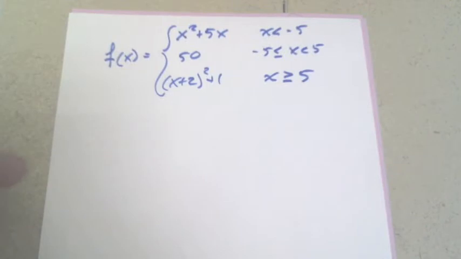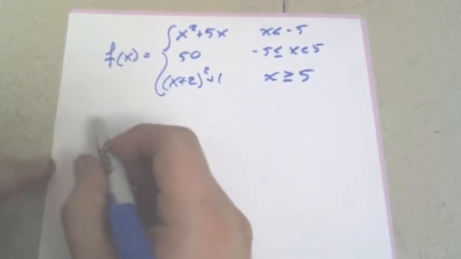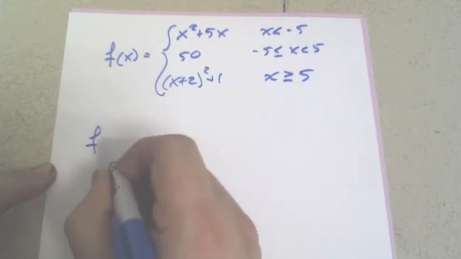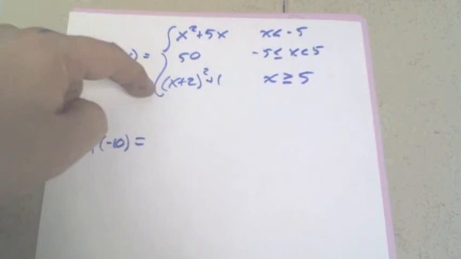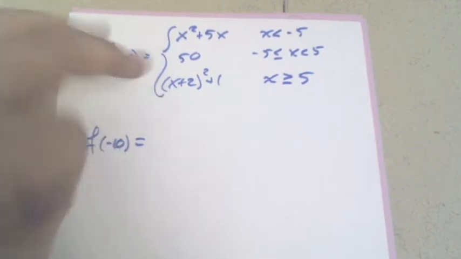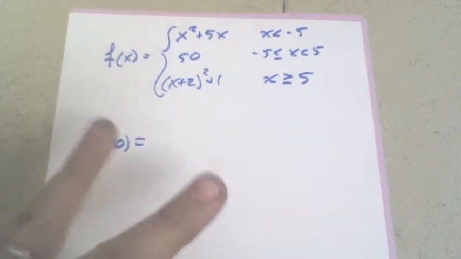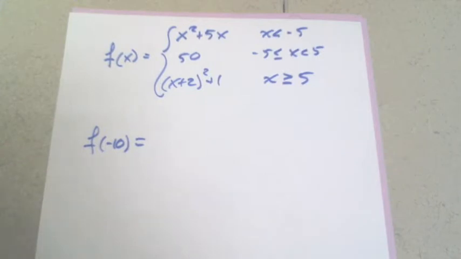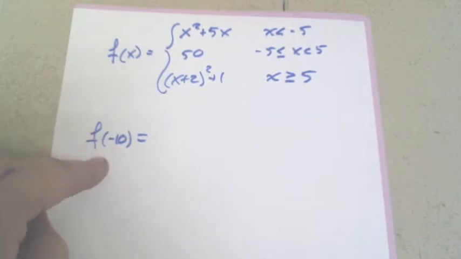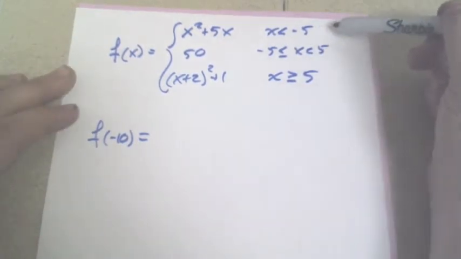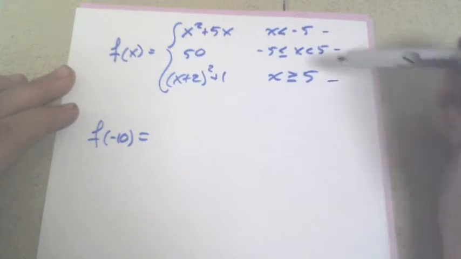So you remember functions, every single input has to have only one output. So for f of -10, we can't just willy-nilly put the -10 into all of these. We'll get possibly 3 different answers, and those 3 different answers will make it not a function. Every question has to have one answer. Every input has to have one output. So this has to tell us when to use each of these functions.